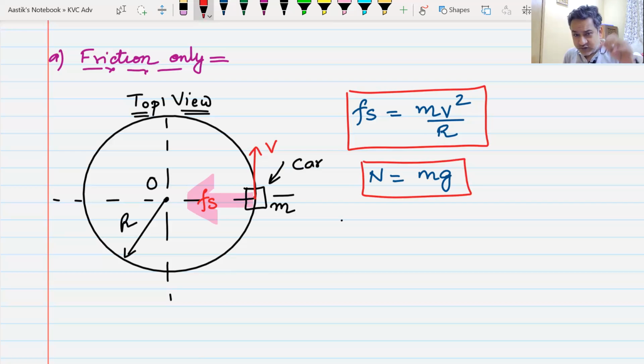Now, this value of static friction is variable. It can vary from where to where?